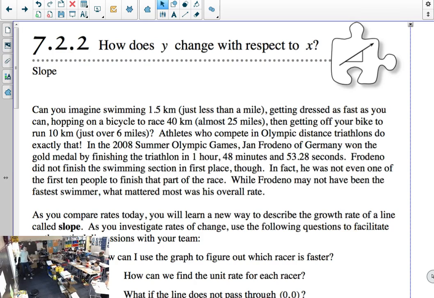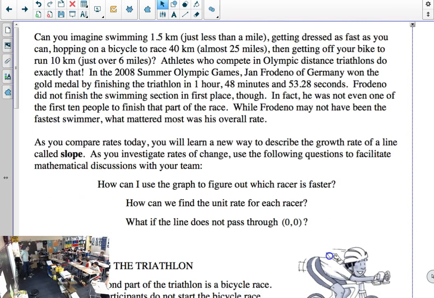Is it true that they have to do that for practices? I mean, for Olympic triathlons, yeah, you gotta practice like intense.